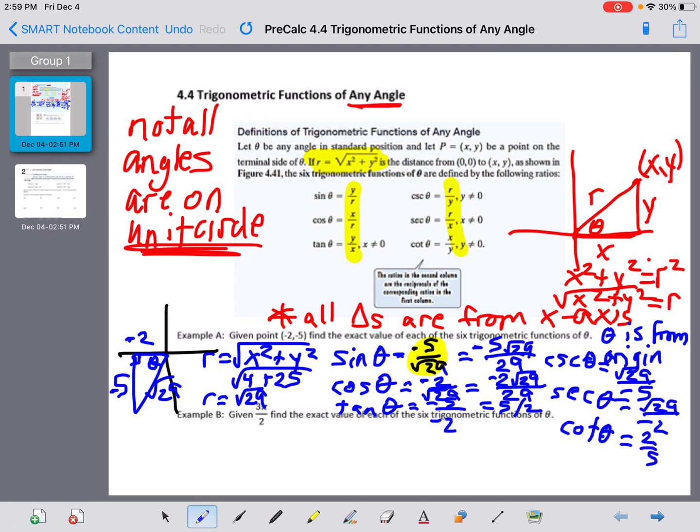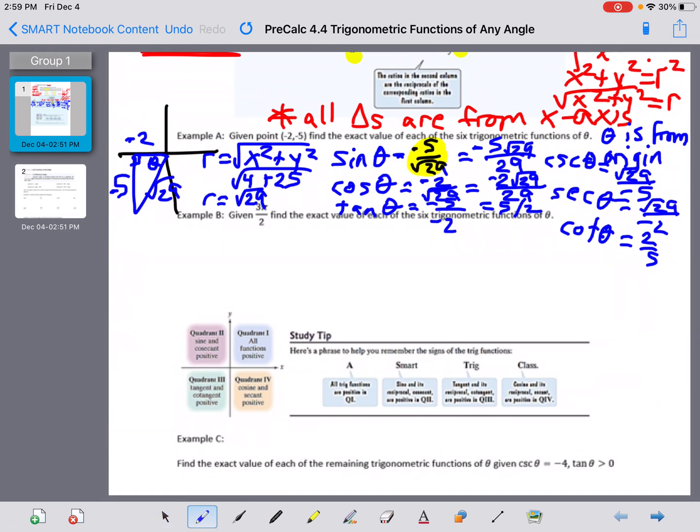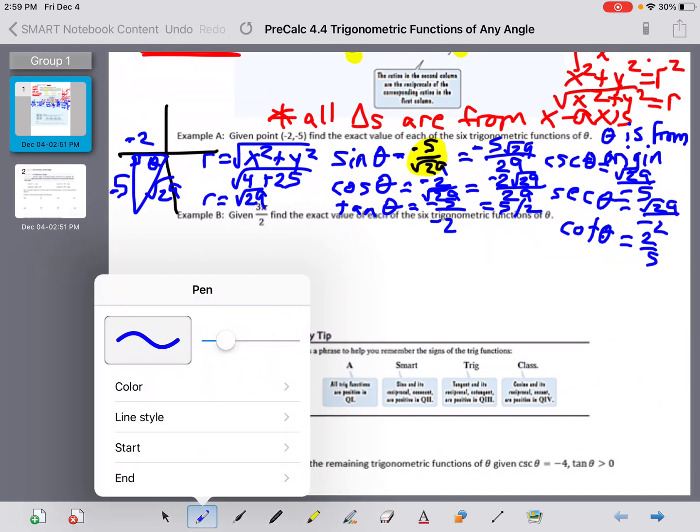Okay? Use the Pythagorean theorem to find your radius or your hypotenuse, however you want to think about it, and then use the three values to find your sine, cosine, tangent, cosecant, secant, and cotangent. Okay, example B here. It says, given 3 pi over 2, find the exact values of your 6 trigonometric functions.